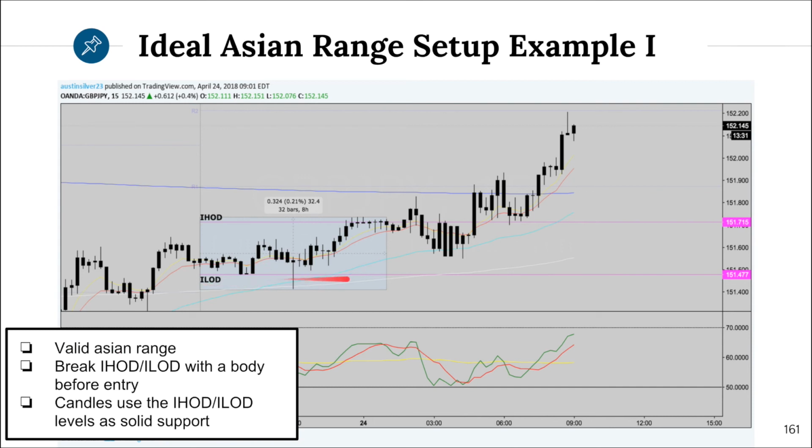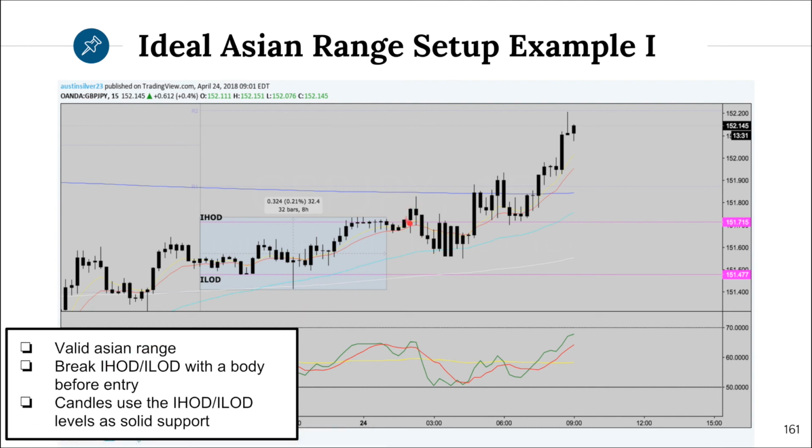You can see that I measured here with my blue box to show you that the first 8 hours was 32.4 pips. So that's perfectly fine. We could check off that, yes, the Asian range is valid for today. Now, did we break the initial high or initial low with a body before we would be looking to take this for an entry? Absolutely.